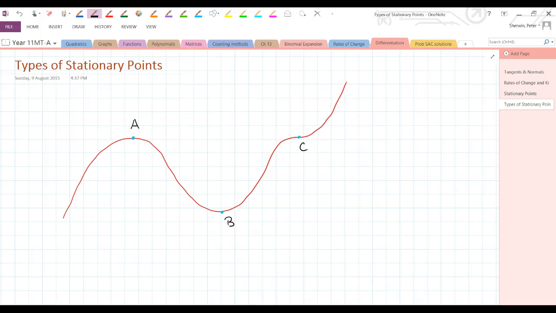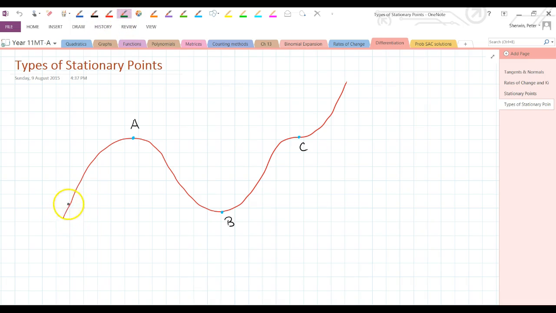Right, so it's time to talk about the types of stationary points as we did on Friday, but just to reiterate a couple of points there. So here we've got a curve. It's probably a cubic actually because it's got 1, 2, 3 turning points. Sorry, a quartic. But we've got just a few different types of points, and we need to discuss what they're called.